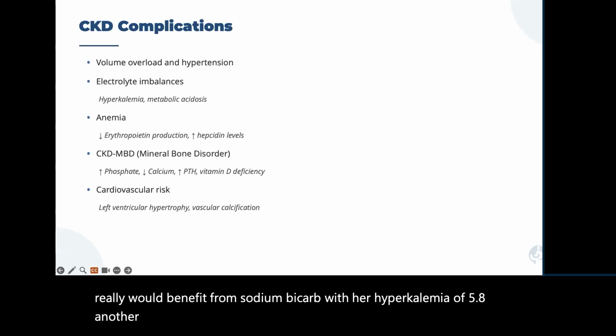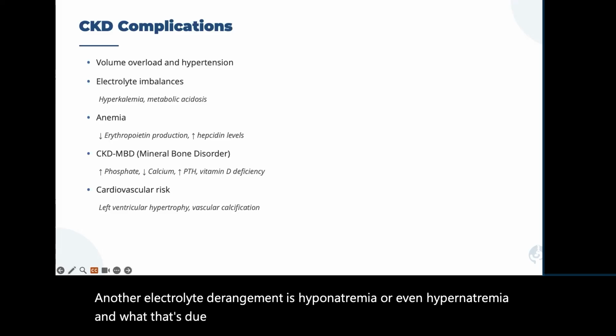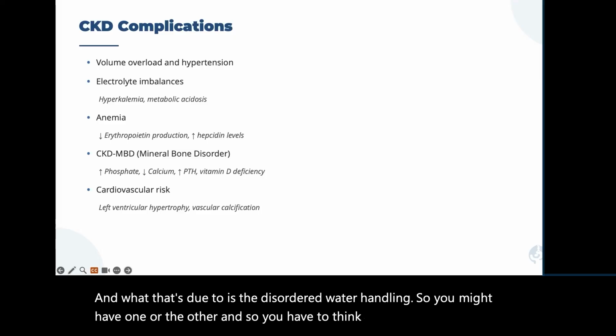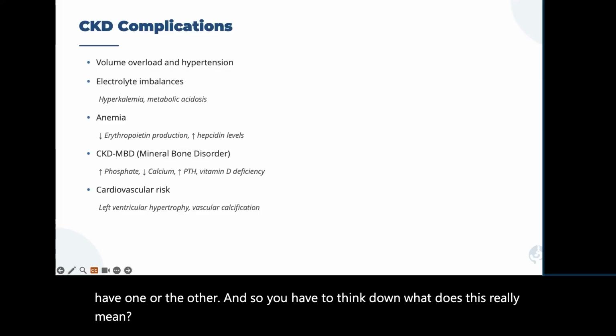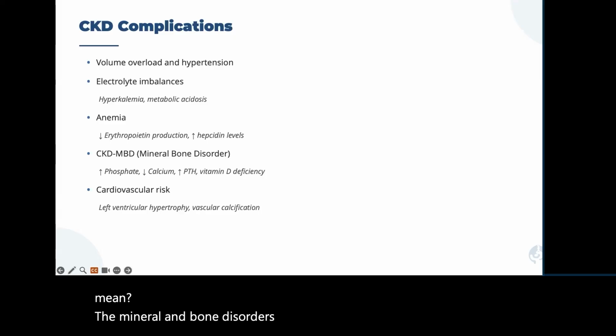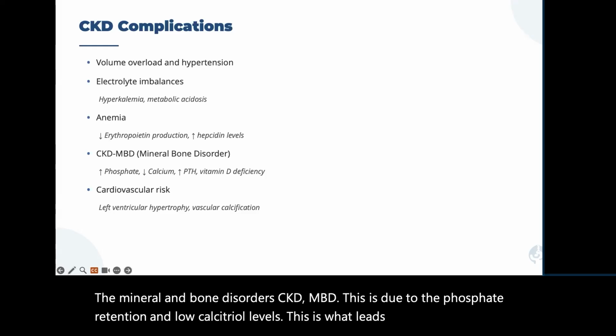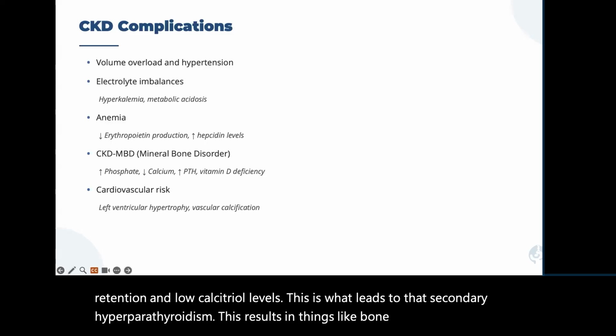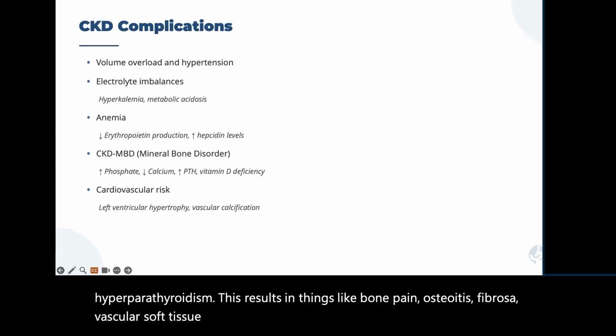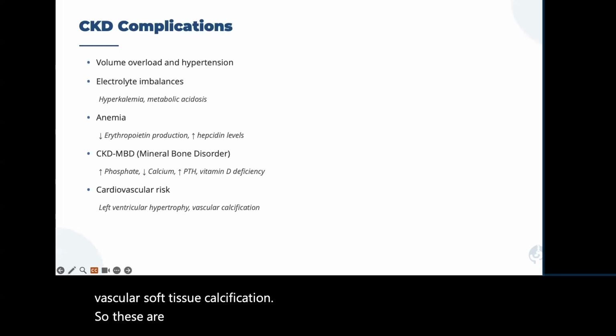Another electrolyte derangement is hyponatremia or even hypernatremia, and what that's due to is the disordered water handling. So you might have one or the other, and so you have to think about what this really means. The mineral and bone disorders, CKD-MBD, this is due to the phosphate retention and low calcitriol levels. This is what leads to that secondary hyperparathyroidism. This results in things like bone pain, osteitis fibrosa, vascular soft tissue calcification. So these are some metabolic bone disorders that can develop.